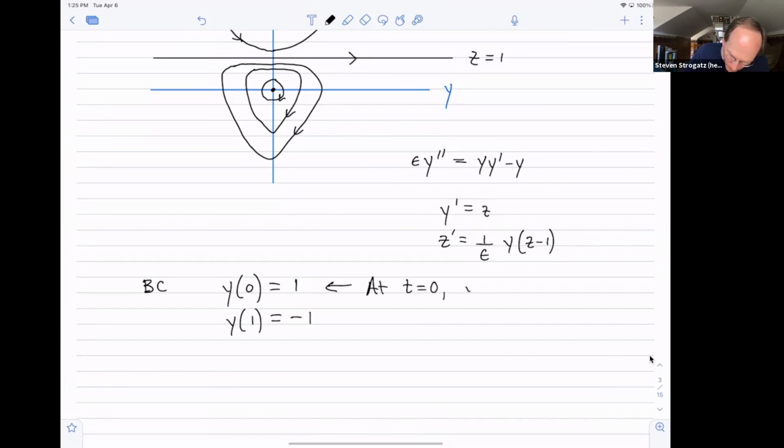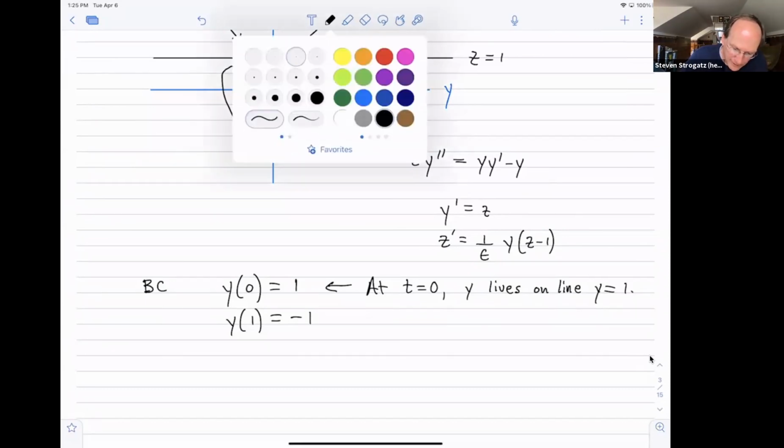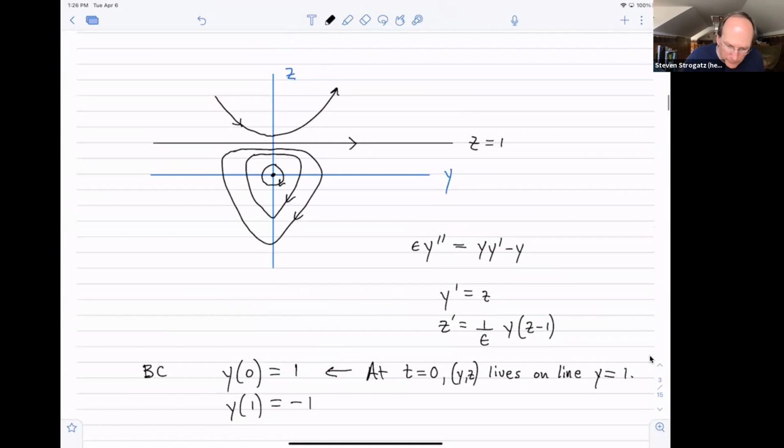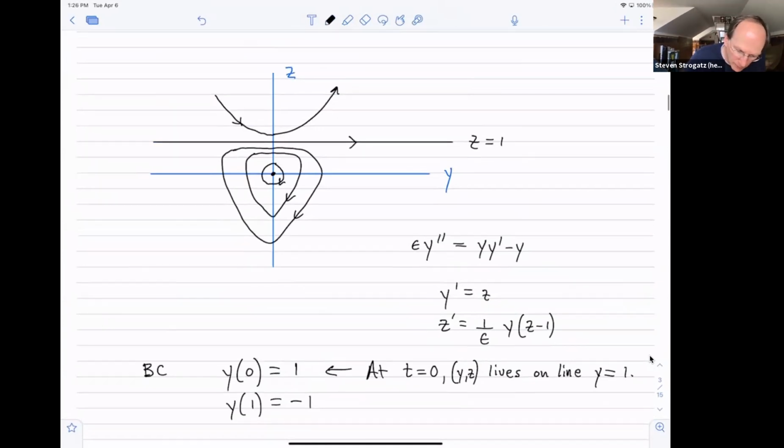At t equals 0, y lives somewhere on the line y equals 1, or not just y. I should say it this way: the point yz, my starting point in the phase plane, lives on that line y equals 1. So what I'm trying to say is, visually, it's like this. Draw the line y equals 1. Let's say it's here.